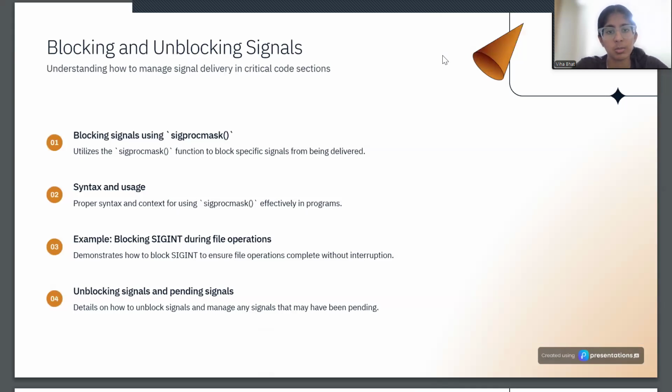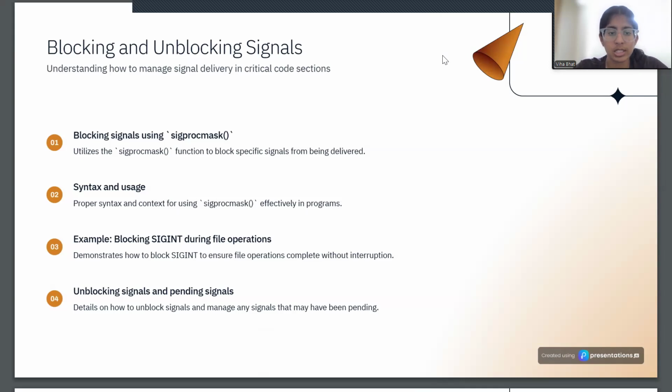Next, we see blocking and unblocking signals. Understanding how to manage signal delivery is critical in critical sections. First, blocking signals using sigprocmask. This utilizes the sigprocmask function to block signals from being delivered. Next is syntax and usage. Proper syntax and context for using the sigprocmask function is needed to effectively run a program.